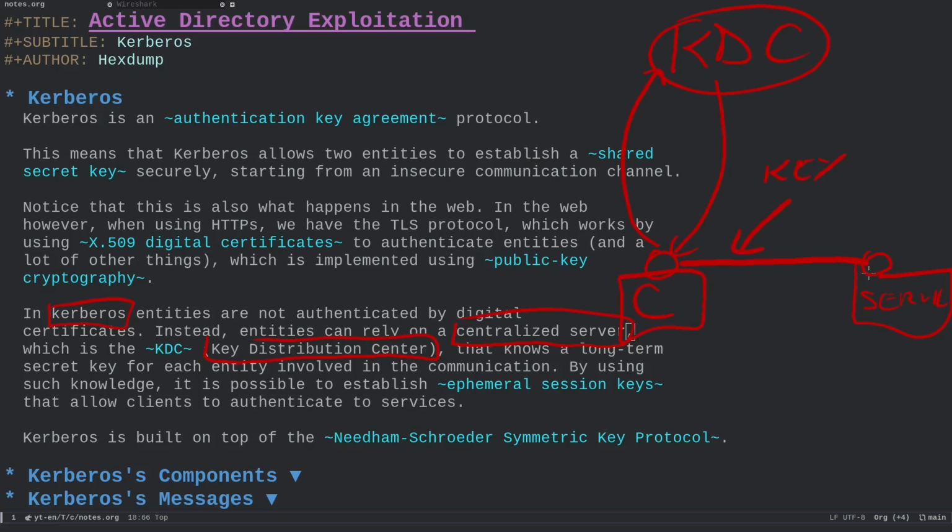If the KDC is safe, then the system can give you these security benefits, can allow you to establish secure communication channels in an insecure network. And so basically by using such knowledge, so the KDC, by using the knowledge of these long-term secrets for each entity, it is possible to establish ephemeral session keys that allow clients to authenticate to services. So here the word ephemeral means a key that is only used for protecting that particular session, and that as soon as that session is over, the key is destroyed. The key no longer works, the key is no longer useful. So basically that's the idea.